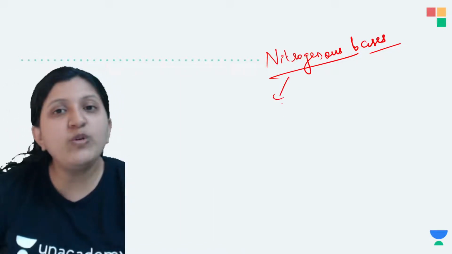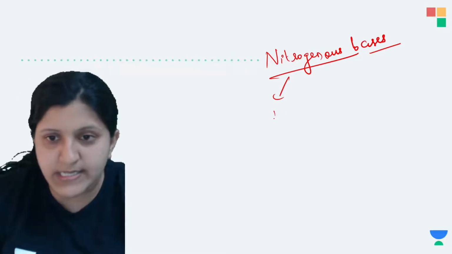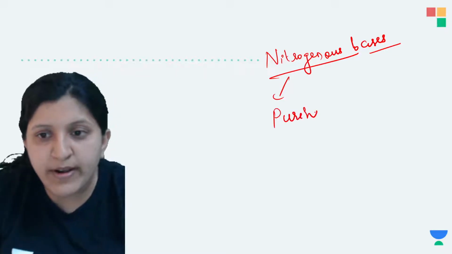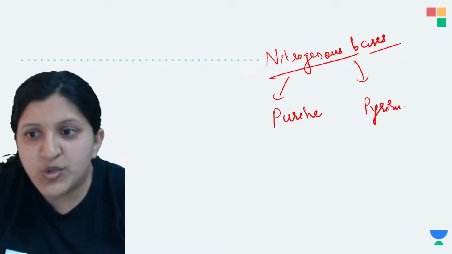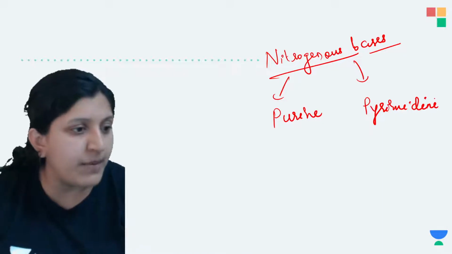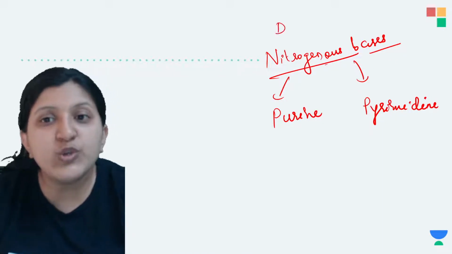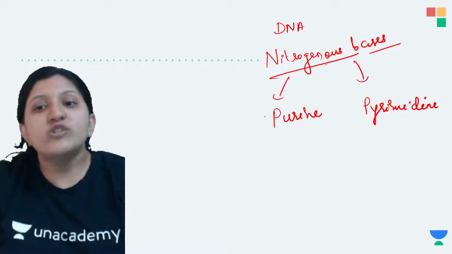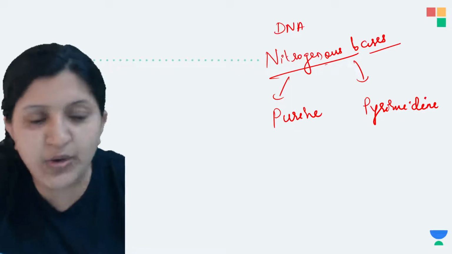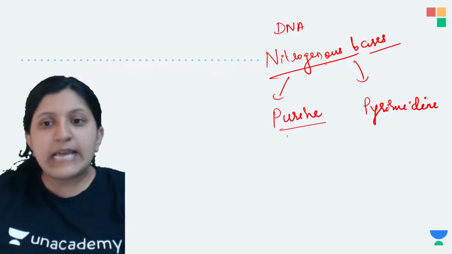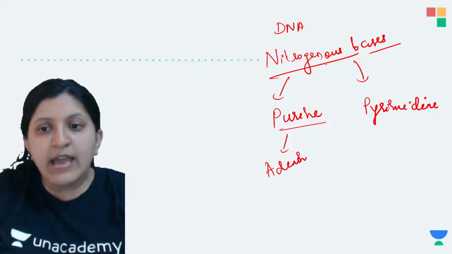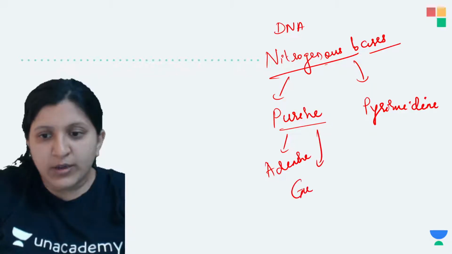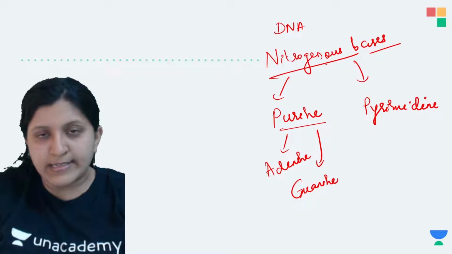So now we will find two types of nitrogenous bases. One is purine, and then you also find a pyrimidine. So these are the two types of nitrogenous bases that you find in DNA. Now purine, there are two types again. One is adenine and this is guanine. So there is adenine and there is guanine.